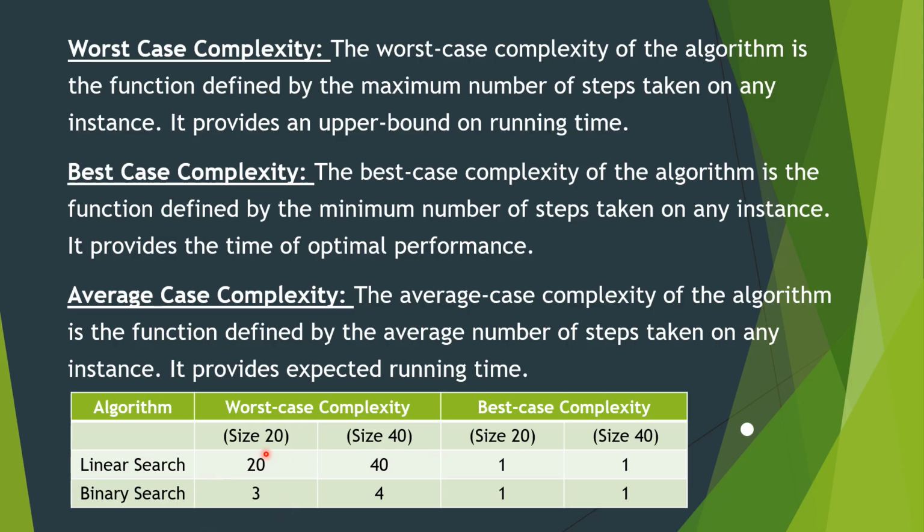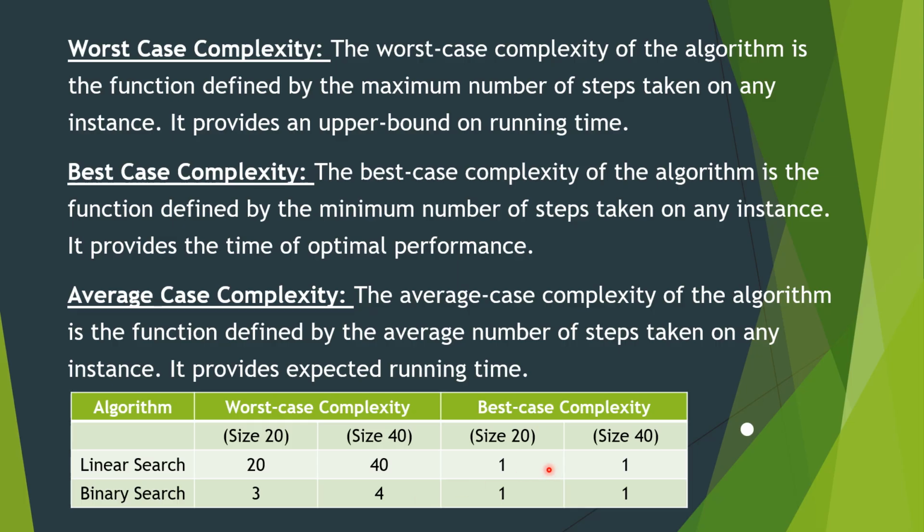But in binary search, if the size is 20, as we have discussed, log 20 is about 3, so it can take 3 steps, whereas if the size is 40, it can take 4 steps. Why? Because when size 40 is divided into two halves, it becomes size 20. So you can see there is a very slight change. When the size is doubled in linear search, in the worst case the number of steps is also doubled, but in binary search just one step is added.